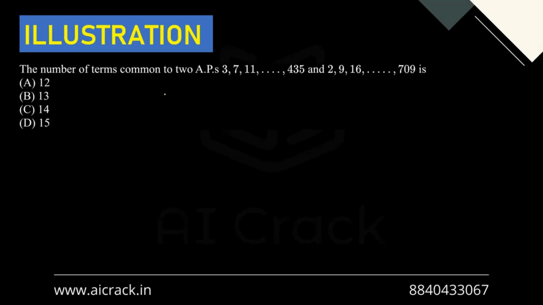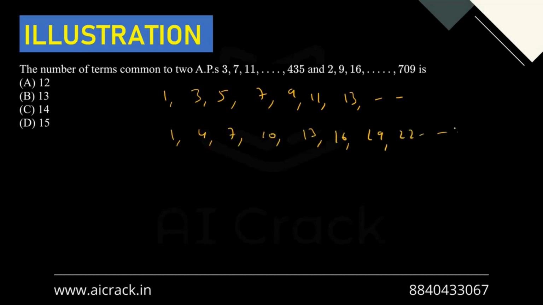Let's say we have two APs: 1, 3, 5, 7, 9, 11, 13, and so on. And the second AP is 1, 4, 7, 10, 13, 16, 19, 22, and so on.